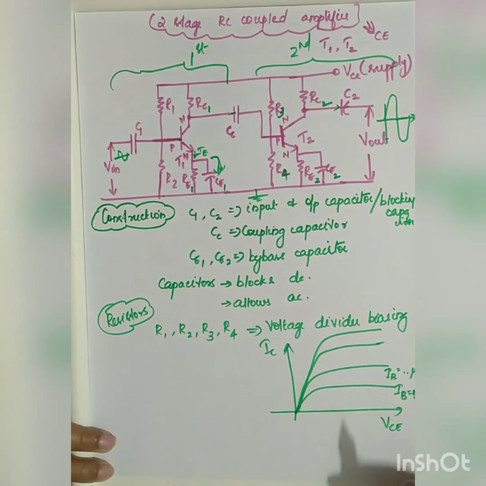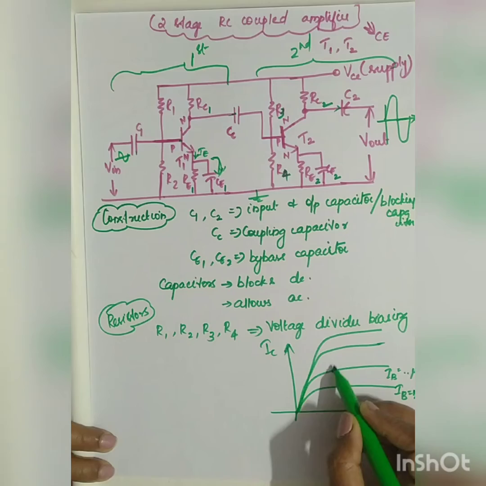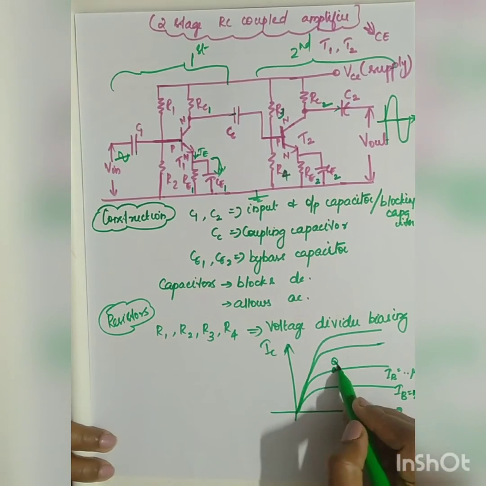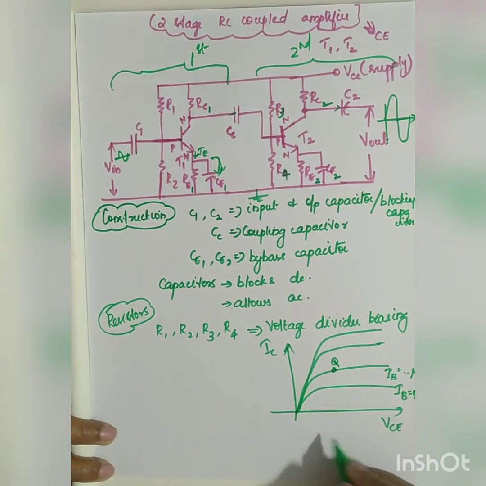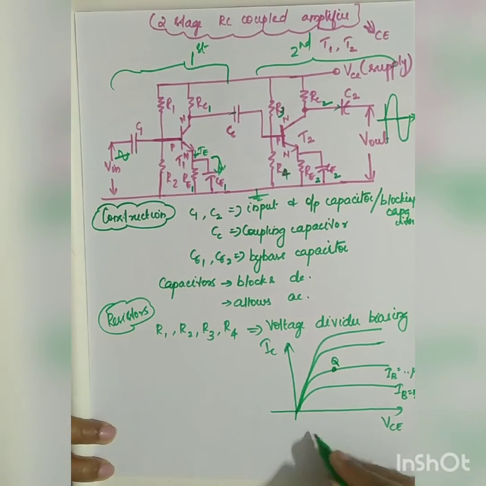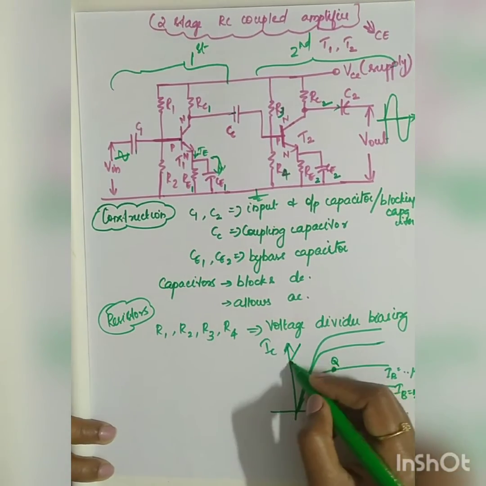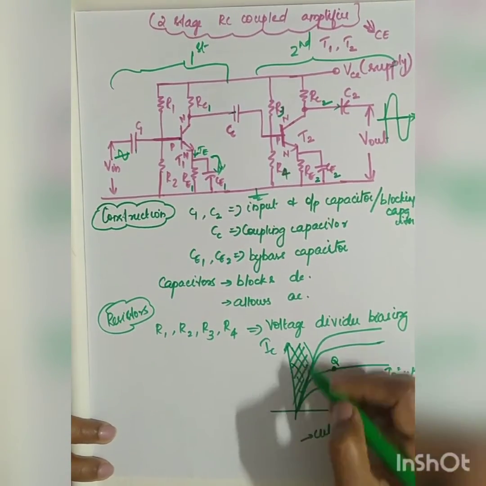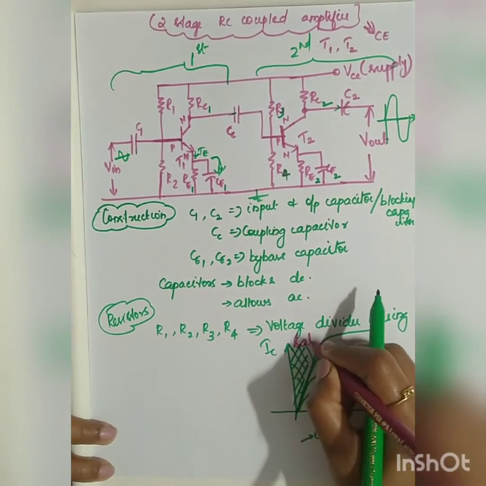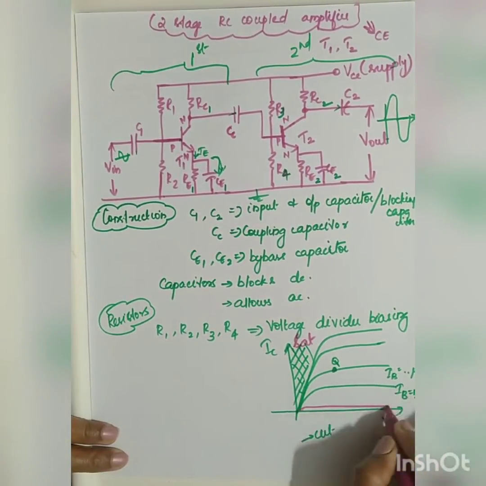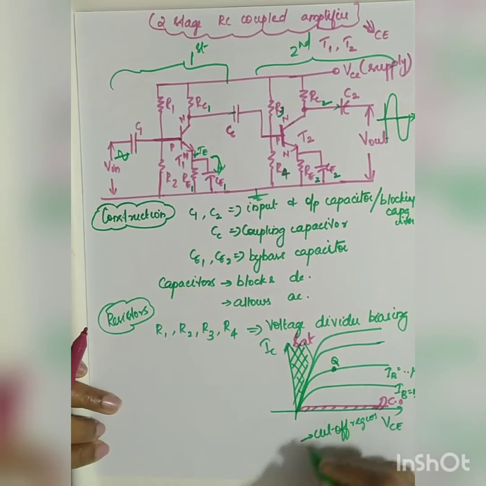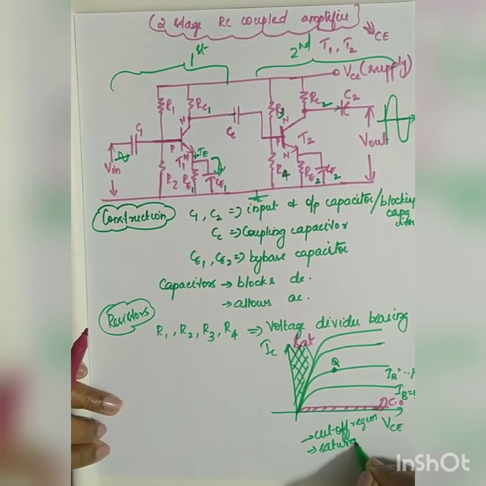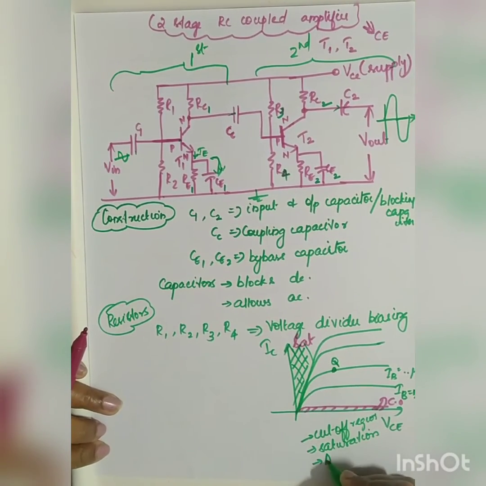So what is the property you want? You want your operating point always to be fixed in one active region, right? You know that there are three regions of a transistor. So what are the three regions? One is your cutoff region, here will be your saturation region, and the third one is going to be your active region.